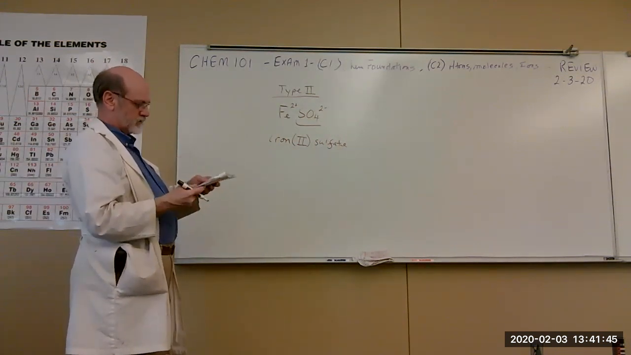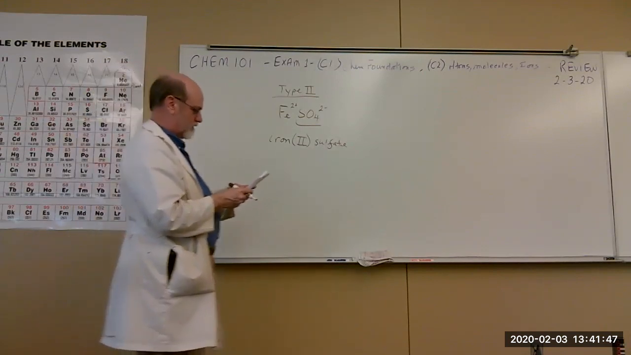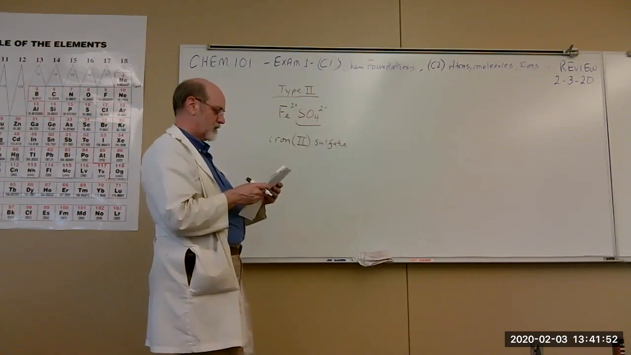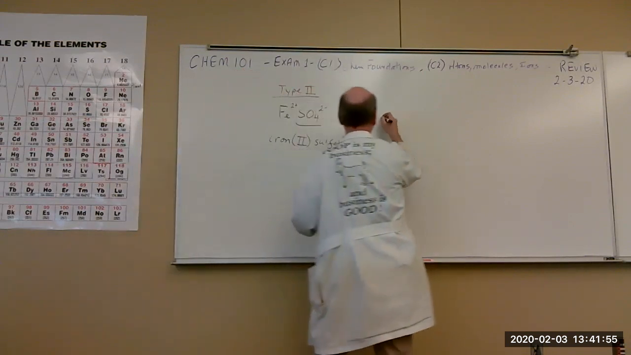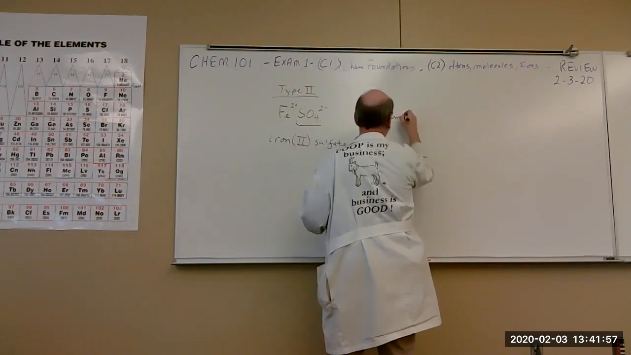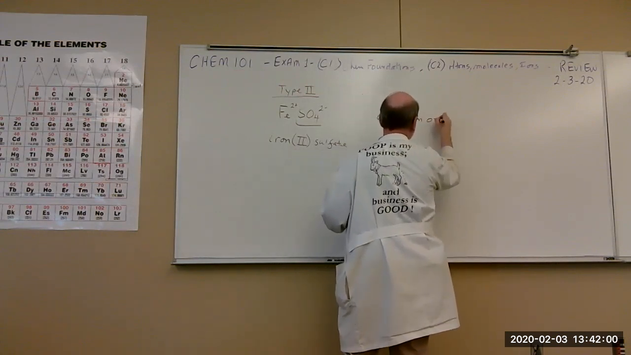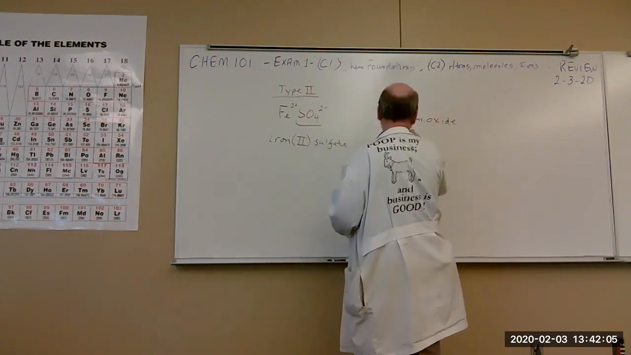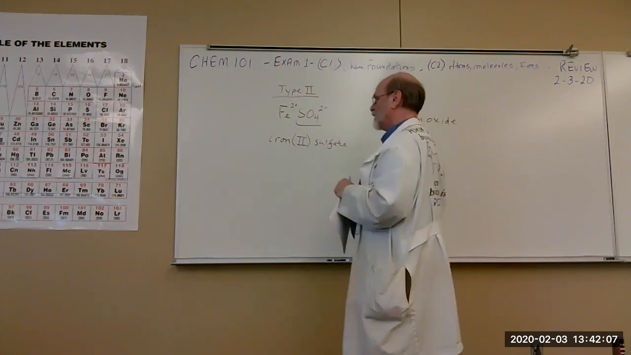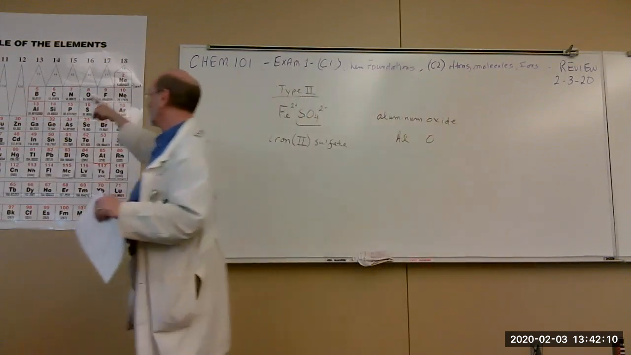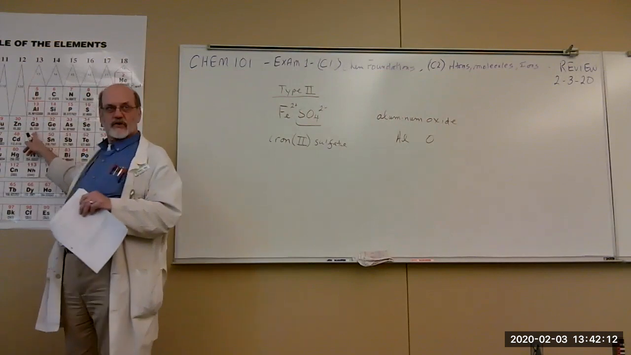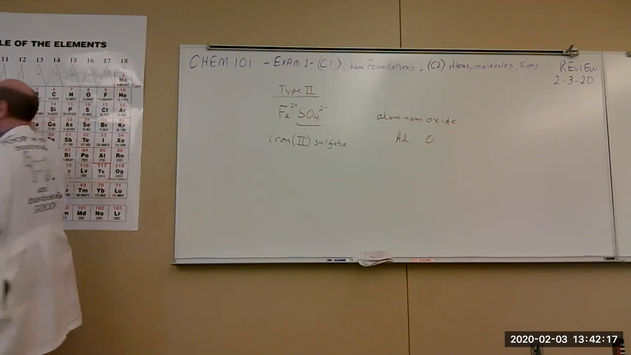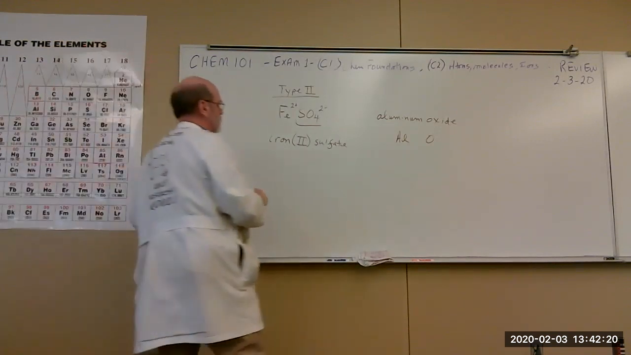Let's go the other direction. Suppose we have, let's see, how about this one? We're given the name aluminum oxide. Okay. We have aluminum, we have oxygen in there. Where does the cation come from? Here. Fixed charge. Right? +1, +2, +3. Fixed charge means type 1.